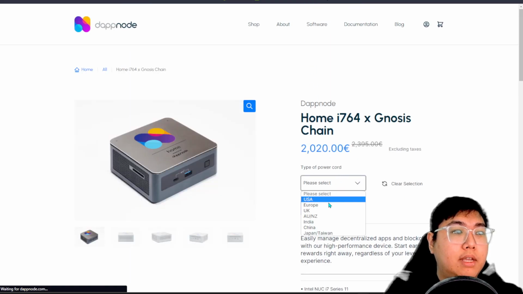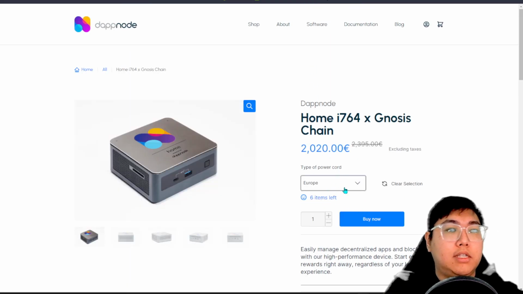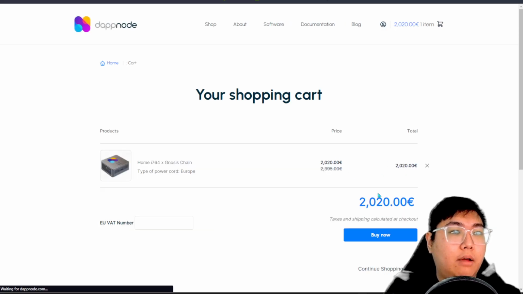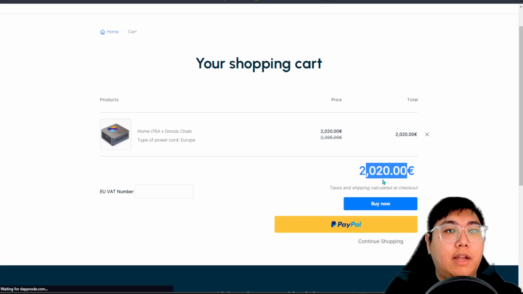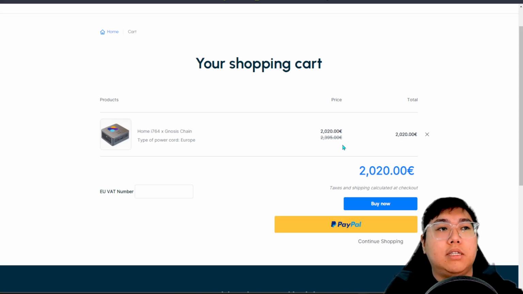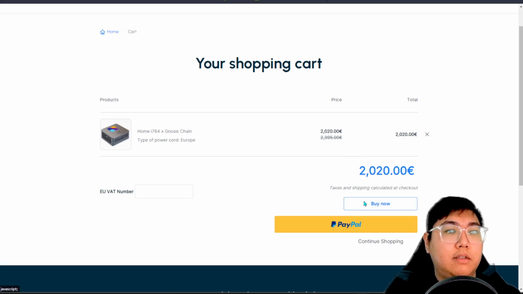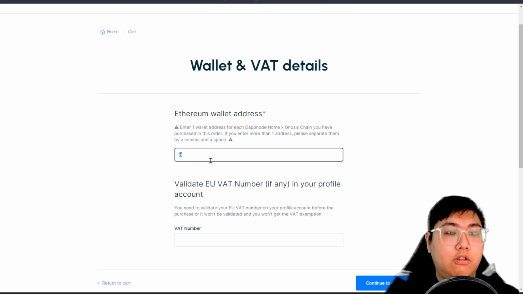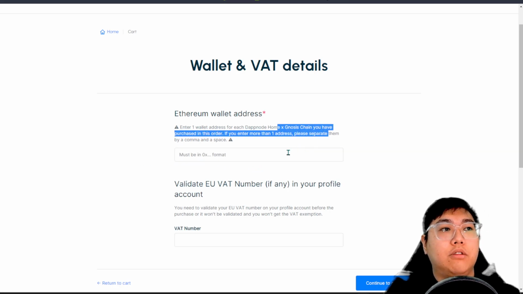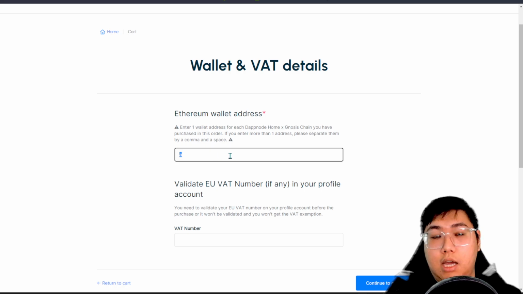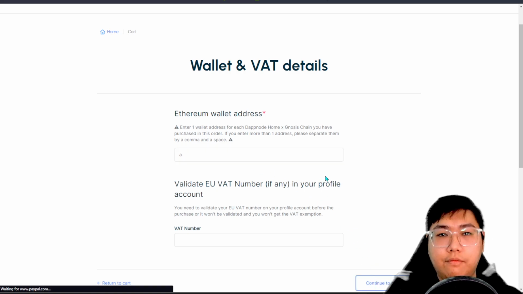To purchase one is simple, just click on buy, and after that you can select the cost itself. Let's say you're using Europe, your plug itself, just use it, and after that just click on buy now. Currently it is basically offered as $2,020 instead of $2,395. If you click on buy now itself, enter your Ethereum address, you will basically get the Gnosis token credited to this address itself for free.